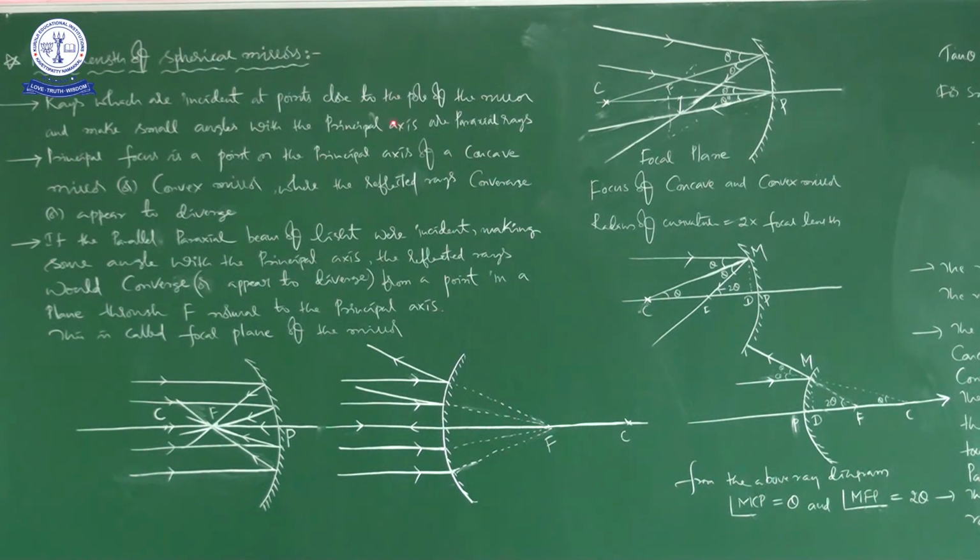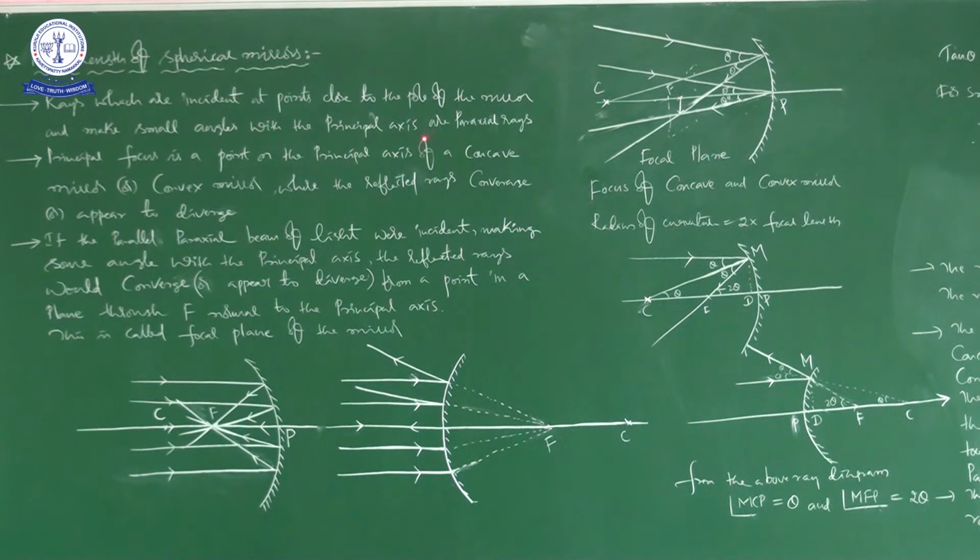So these two lines give information about what paraxial rays are. What are paraxial rays? Keep this in mind: the rays which are incident at points close to the pole of the mirror, and make small angles with the principal axis.